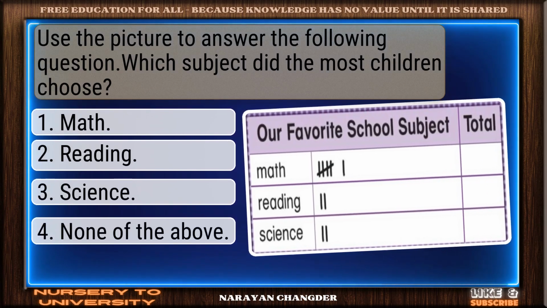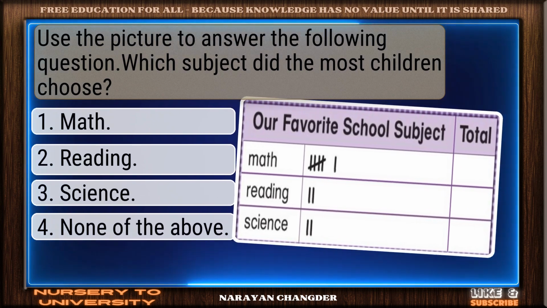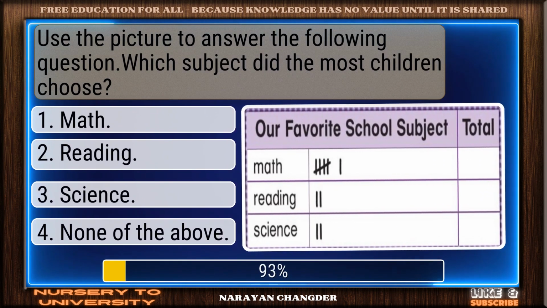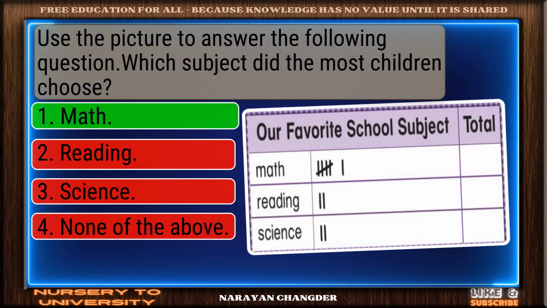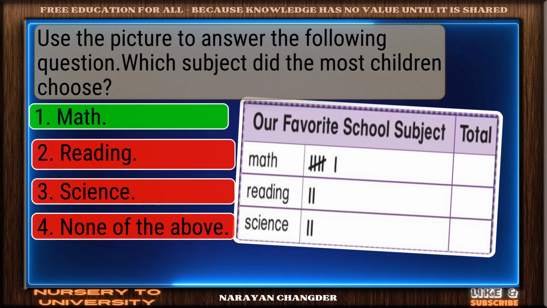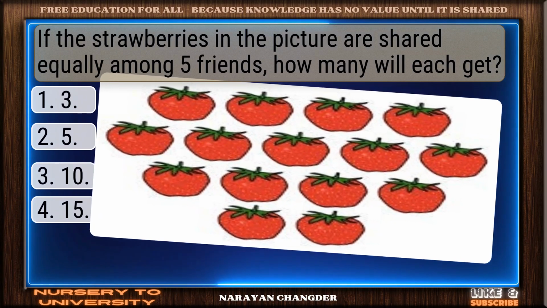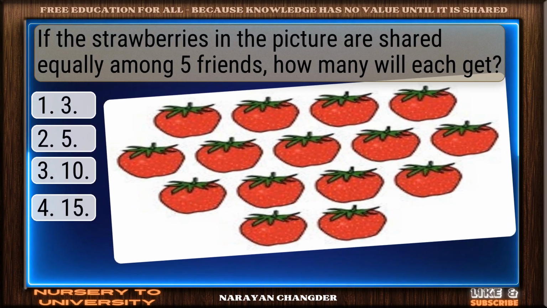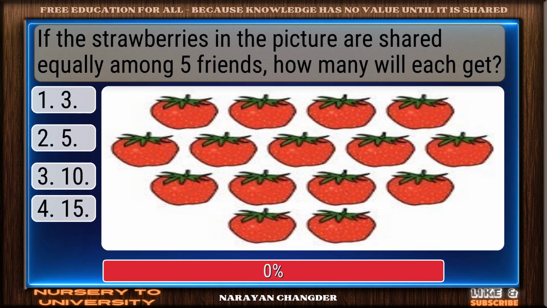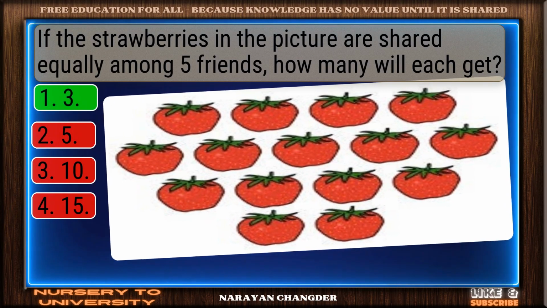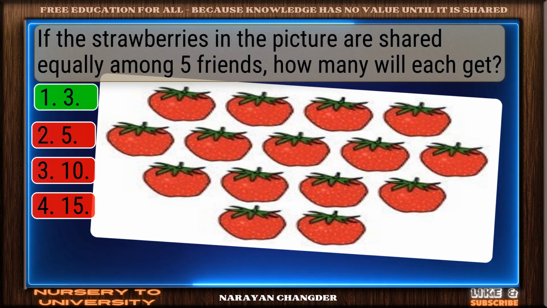Use the picture to answer the following question. Which subject did the most children choose? Solid response. Math is a valid choice. If the strawberries in the picture are shared equally among 5 friends, how many will each get? Nice work. You chose 3, and it is correct.